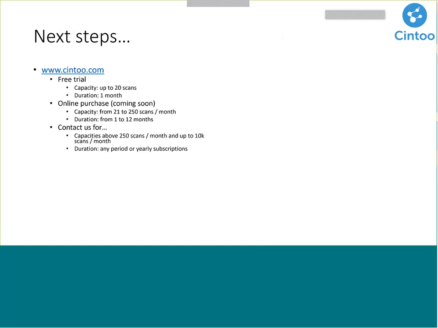So a few words about monetization. What you will buy from us eventually is a capacity over a duration. So let's say you have multiple laser scanning projects that are either small or big. And let's say on average, you need to have access to a few projects that total 200 scans per month.